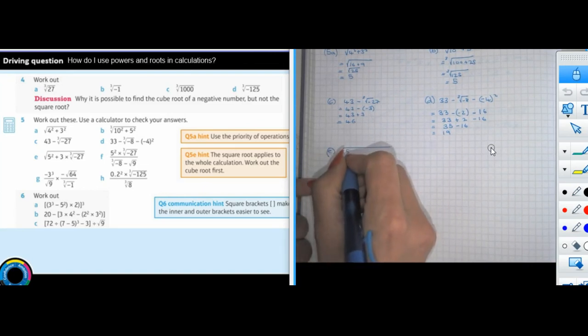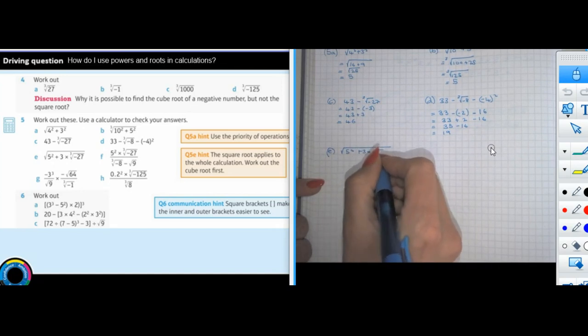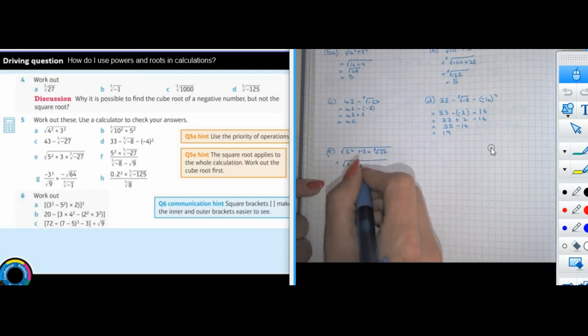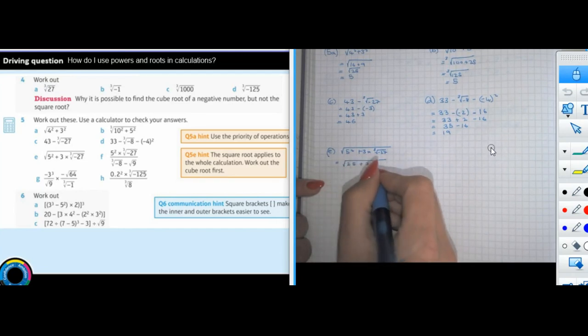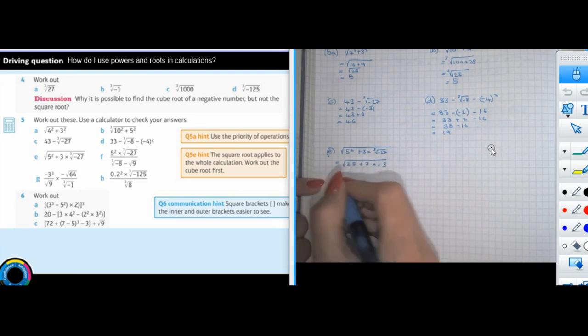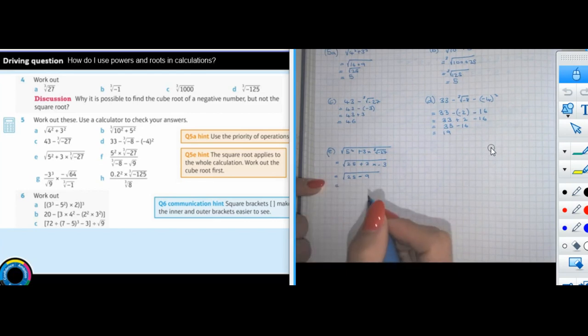5e. The square root of 5 squared plus 3 multiplied by negative the cube root of negative 27, which is the square root of 25 plus 3 multiplied by negative 3. It's BIDMAS, so we'll multiply first. That's the square root of 25 minus 9, so the square root of 16, which is 4.